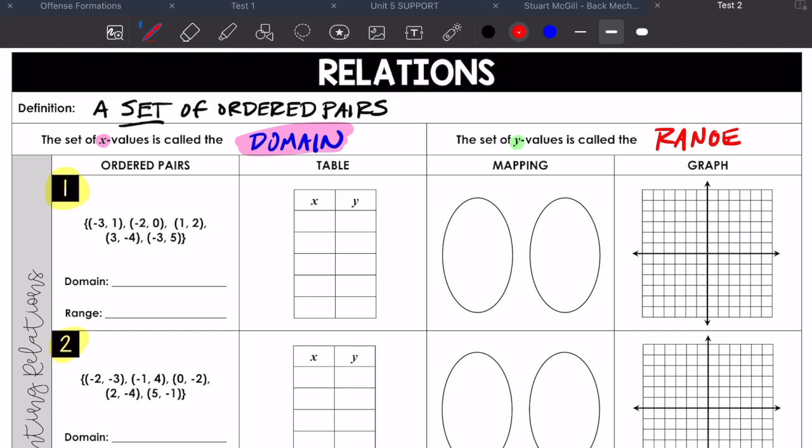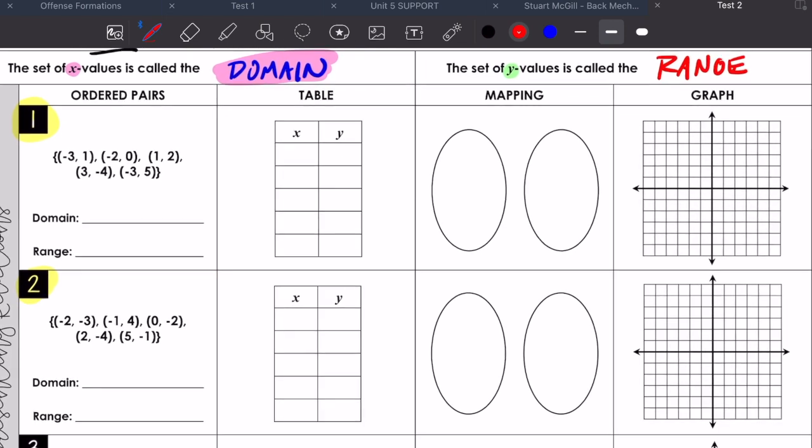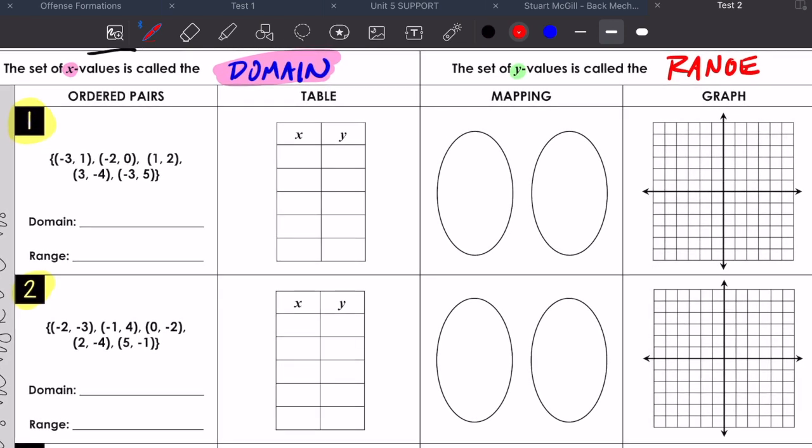So if I were to look at this relation in number one, which is a set of ordered pairs, everybody see I've got the curly brackets. I've got 1, 2, 3, 4, 5 different ordered pairs, so 5 different points. I can list in set notation, let's do it in blue since I did domain in blue, just list all of the possible x values, and that will be my domain. I'm just going to list all of the x values, which is the first value here. And when I list them, you should always list them least to greatest.